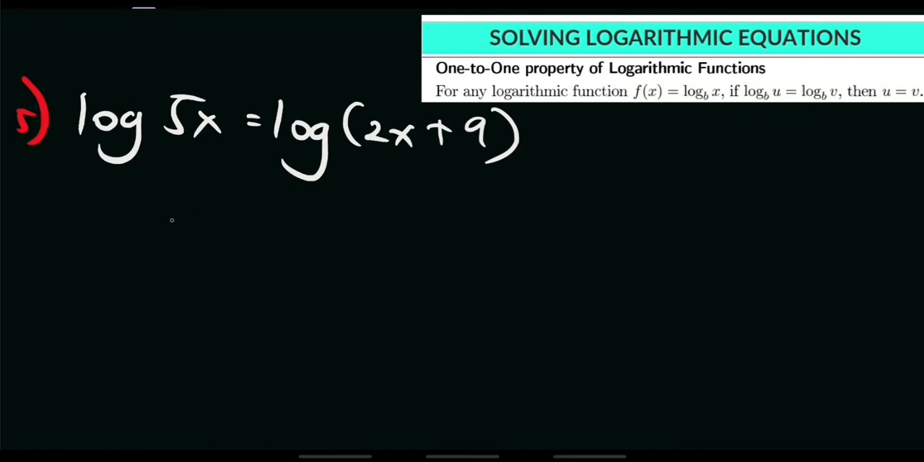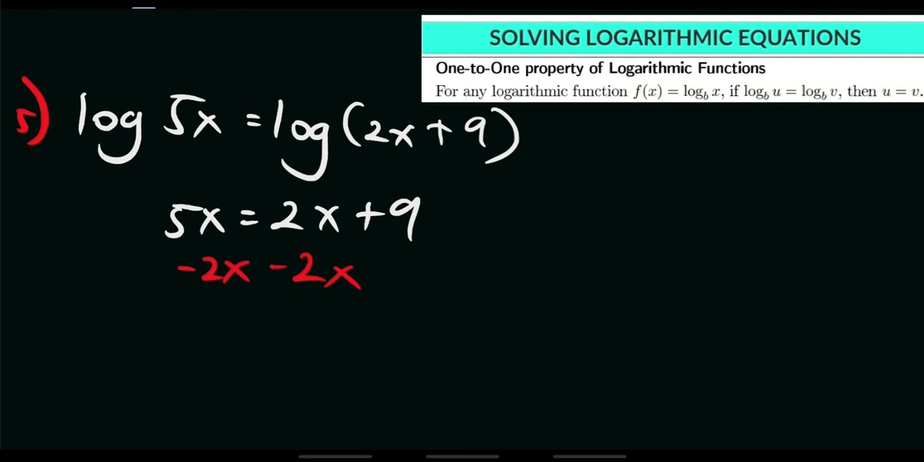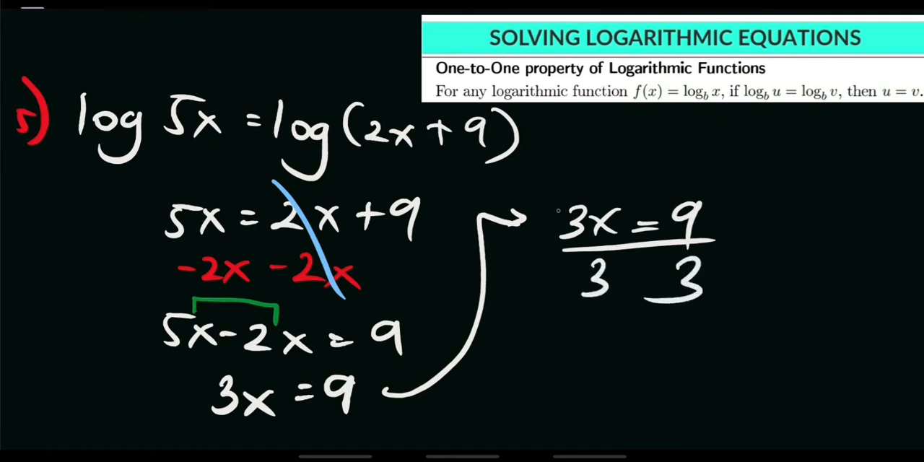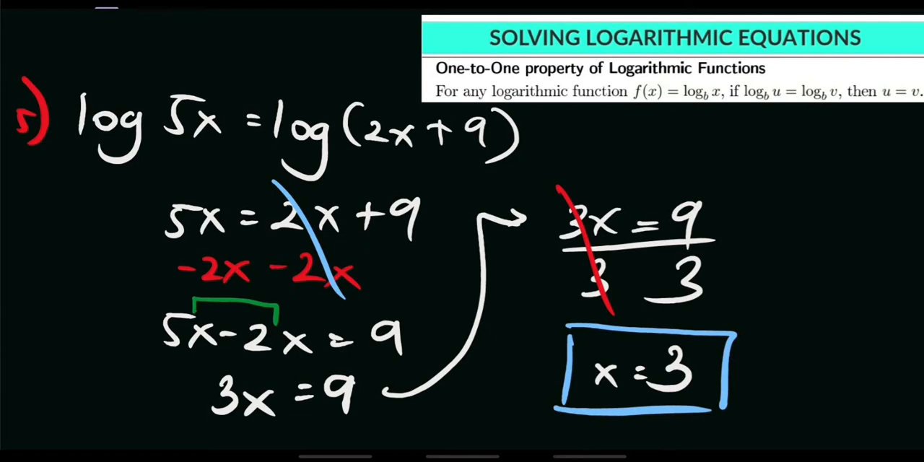For the value of u, we have 5x. For v, we have 2x plus 9. Simply combine like terms. I want to subtract 2x from both sides to isolate the values of x. It gives us 5x minus 2x equals 9, because I canceled out the 2x. Let's simplify. 5x minus 2x is equal to 3x, which equals 9. Divide both sides by 3, and obviously the value of x is simply 9 divided by 3, or simply 3. So that is the answer. That is for example number 5.